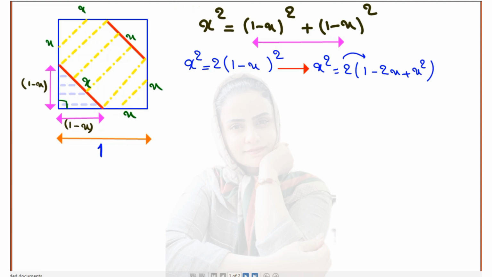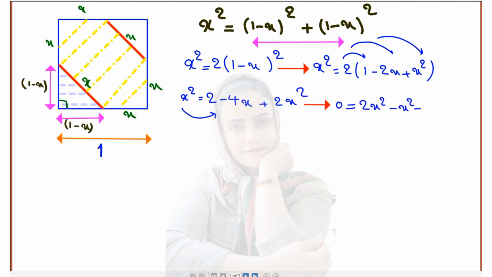Next, we bring all terms to one side of the equation. x squared minus 2x squared plus 4x minus 2 equals 0. That simplifies to negative x squared plus 4x minus 2 equals 0. Let's multiply the whole thing by negative 1 so it looks cleaner. x squared minus 4x plus 2 equals 0.